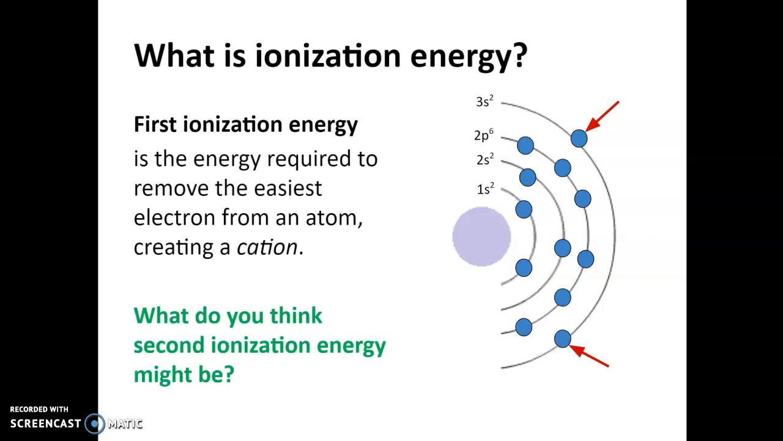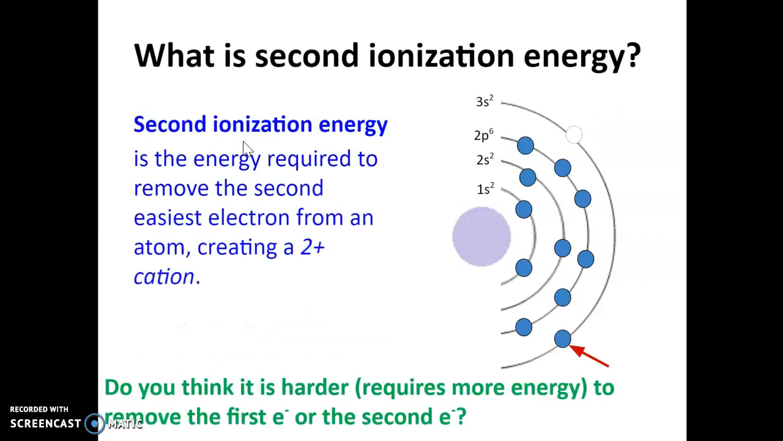Once we've taken that first one off, and it could be either of these with the red arrows, either of those electrons in the 3s orbital, what do you think a second ionization energy might be? We know first ionization energy is the energy to take the first electron to make a cation. What do you think second ionization energy might mean? Second ionization energy is the energy required to remove the second easiest electron from the atom, creating a 2+ cation.